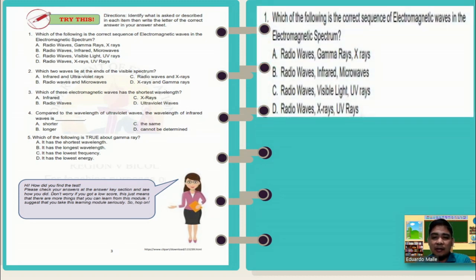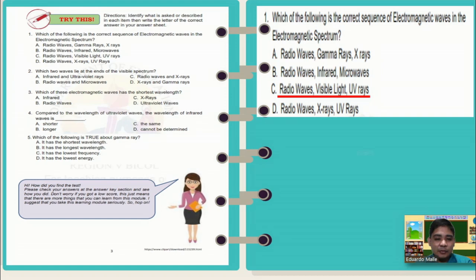Which of the following is the correct sequence of electromagnetic waves in the electromagnetic spectrum? What do you think is the answer? Is it letter A, radio waves, gamma rays, X-rays? Or letter B, radio waves, infrared, microwaves? Or letter C, radio waves, visible light, followed by UV rays? Or D, radio waves, X-rays, followed by UV rays? What do you think? Let us check. Okay, you're correct. The answer is letter C, radio waves, visible light, and UV rays.